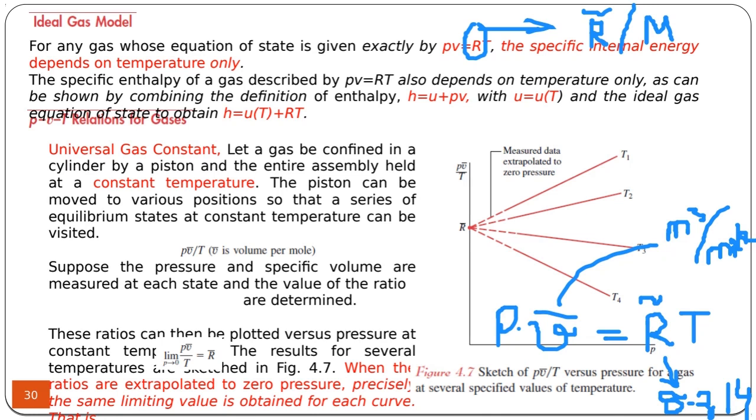and according to this graph, you have PV bar divided by temperature, and on the x-axis you have P. For different temperatures, they all converge at the same value, which is the universal gas constant, R tilde.